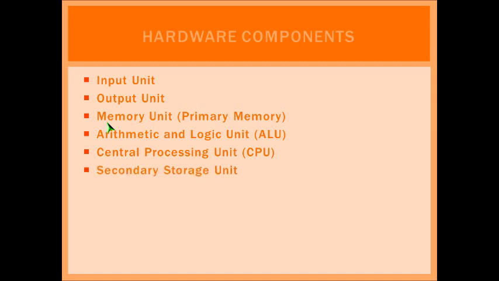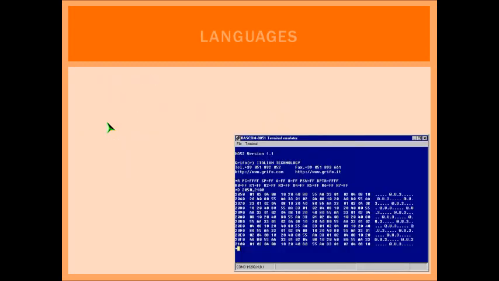Then you get your secondary storage unit. This is much cheaper than primary memory. It usually has much more capacity. So this can be like your hard drive, an external hard drive, or a USB flash drive. It keeps your information permanently. If you turn the computer off, whatever you put on your hard drive or your flash drive is not lost. It remains there.